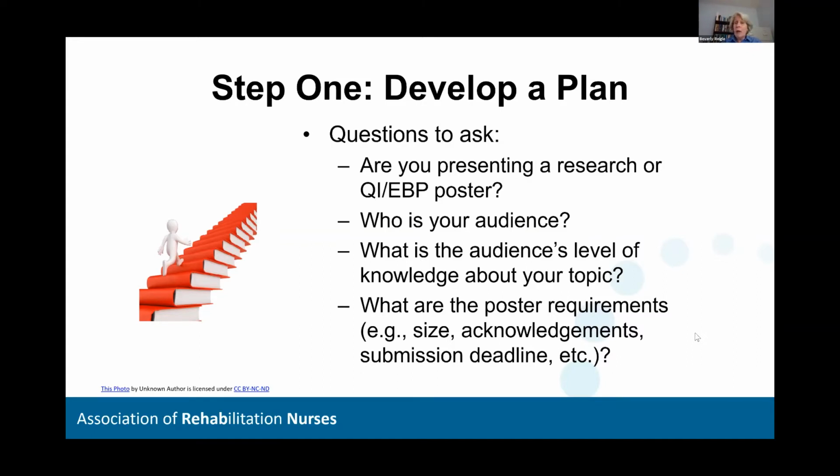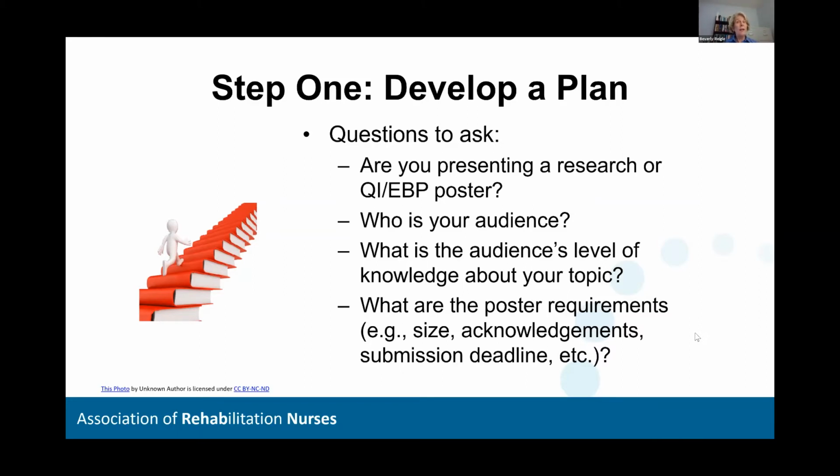So with this type of thing, you want to develop a plan, and you first start out with, am I presenting research? Because it would be different than if I'm presenting QI or EVP posters. It's really important to think ahead of time, who is your audience? For example, is your audience multidisciplinary? So they may not all know the terminology that you use.